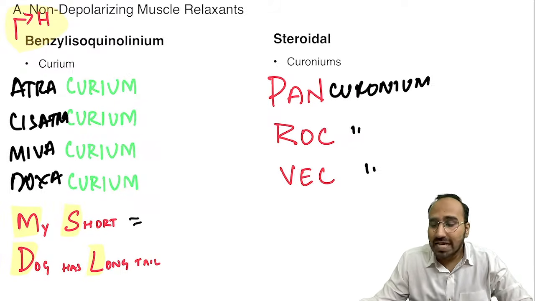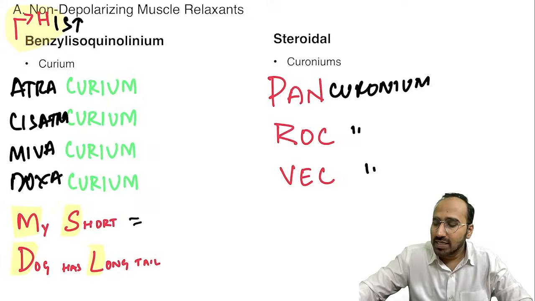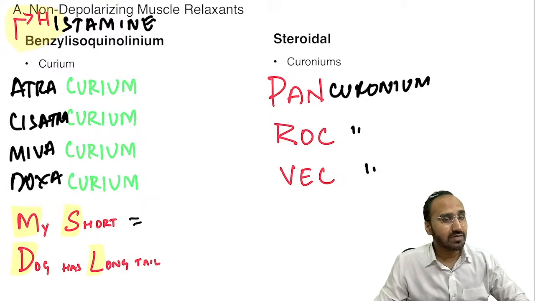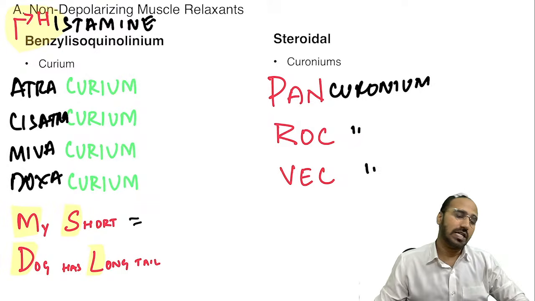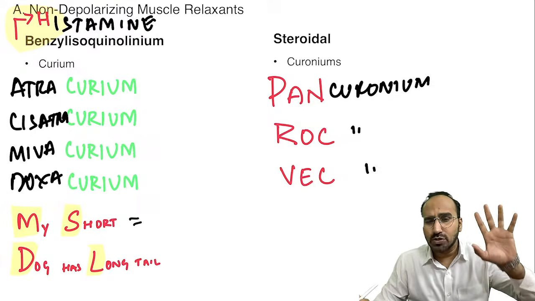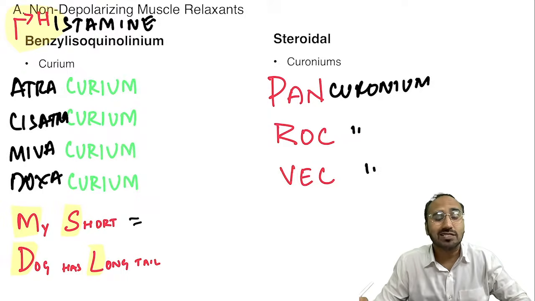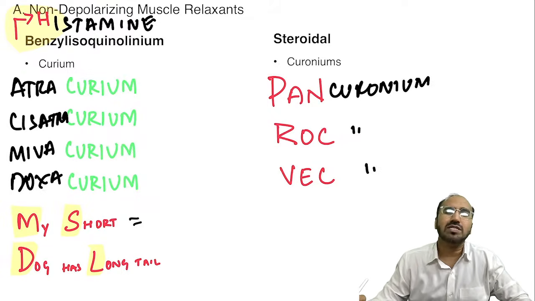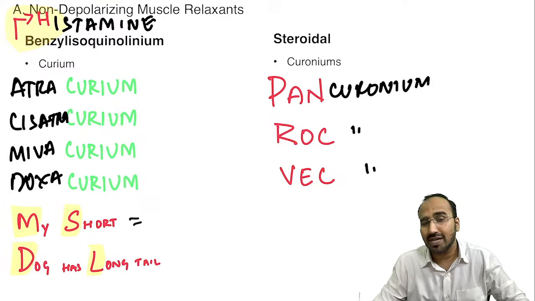In benzylisoquinoliniums, remember these are the muscle relaxants that release histamine and can cause allergic reaction. In anesthesia, these are the agents that can easily cause allergic reaction. Now remember, the first muscle relaxant introduced is not given in the list. That is D-tubocurarine. We are not using D-tubocurarine because it causes severe hypotension or severe ganglion blockade.